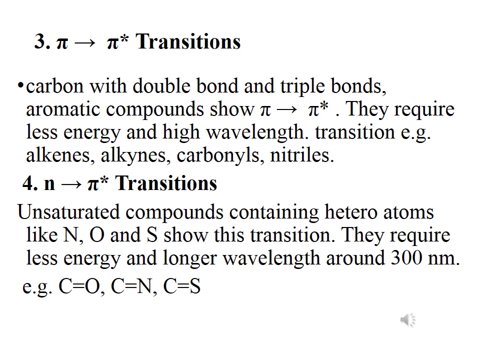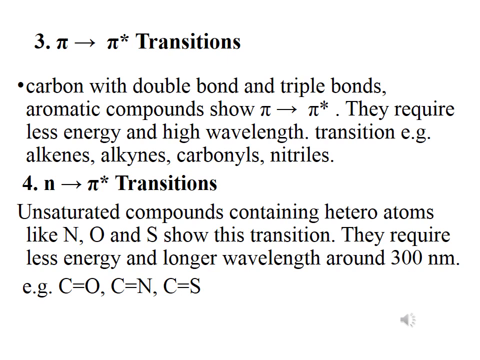Pi to pi star transition means the compound should be unsaturated. Carbon with double bond or triple bond or aromatic compound shows the pi to pi star transition. They require less energy and high wavelength. Transitions like in alkenes, alkynes, carbonyls, nitriles, these types of transitions are present.